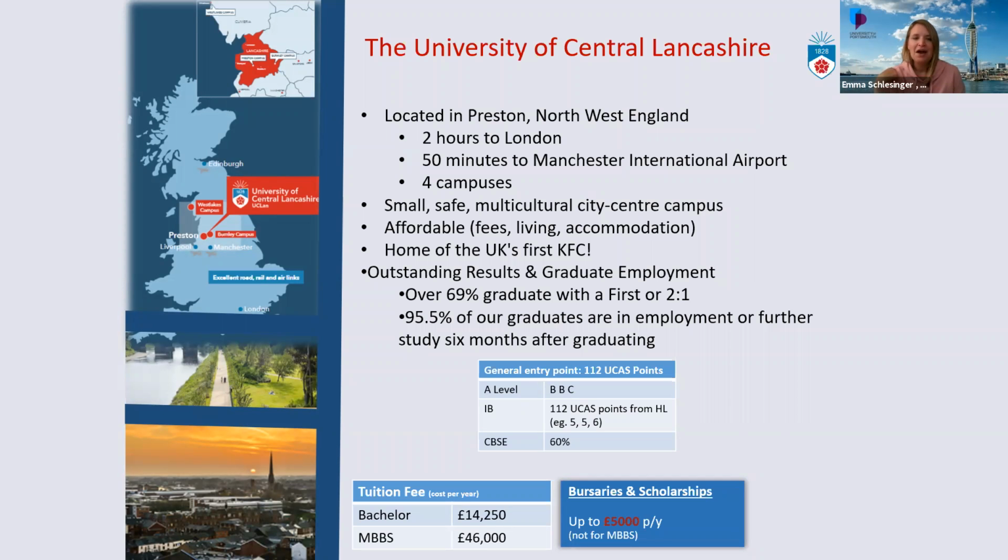So again, UCLan will take a range of nationalities and different curriculums. They're looking for something like BBC from A levels to give you a guide. And also they'll accept things like the CBSE and the American curriculum and things like that. They've got very good scholarship programs. So they've got up to £5,000 per year for scholarships for each year that you study.